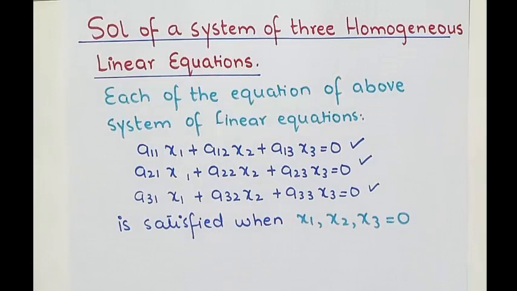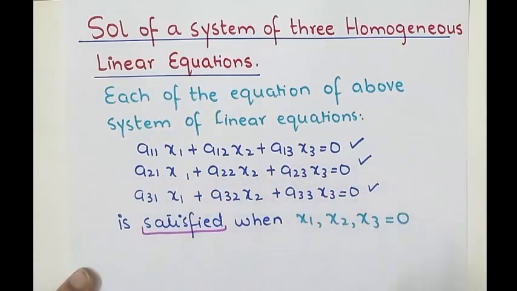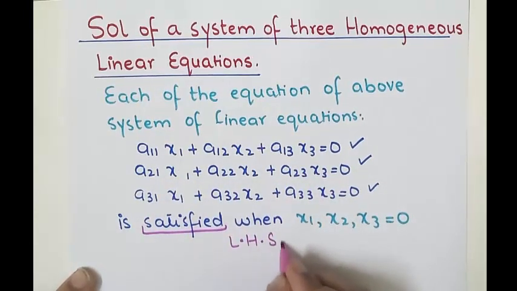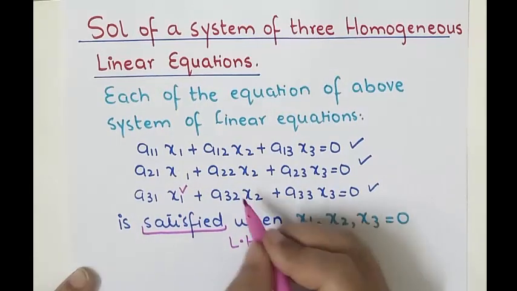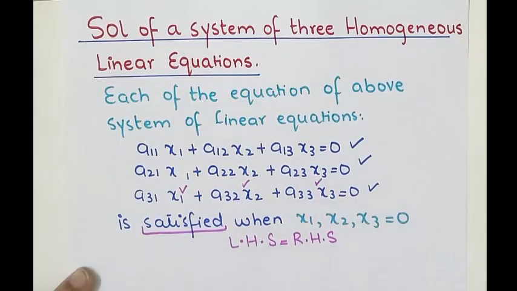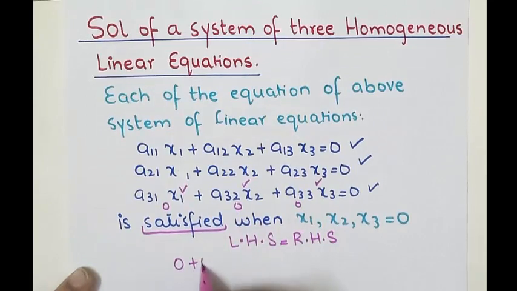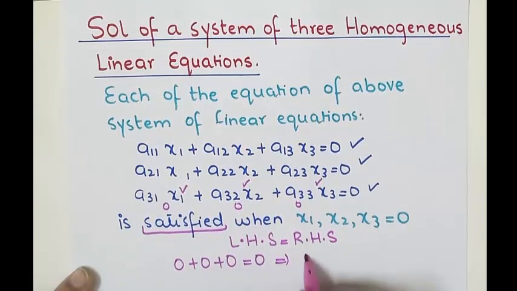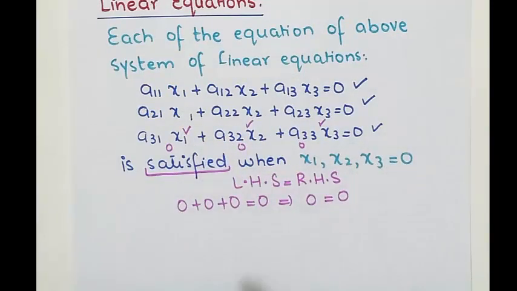So what does it mean, satisfied in an equation? It means both sides of the equation should be equal. Left hand side should be equal to right hand side. When will it be possible? When x1 is equal to 0, x2 is equal to 0 and x3 is equal to 0. Then these terms will be 0, 0 and 0, so we have 0 plus 0 plus 0 equals 0, which means this equation is now satisfied. So if we want the system of linear equations to be satisfied, it means x1, x2 and x3 should be equal to 0.